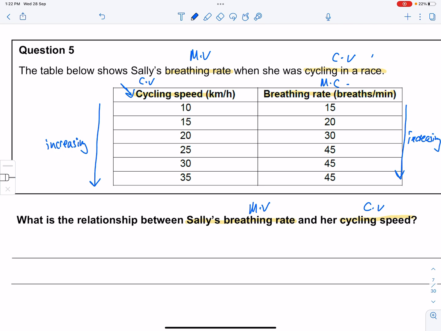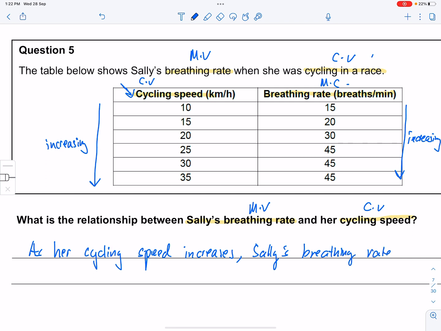So it needs to be this way. As her cycling speed increases, Sally's breathing rate increases. Okay, this and this. So this over here is your change variable. This over here is your measured variable.